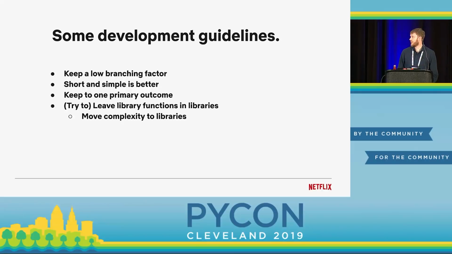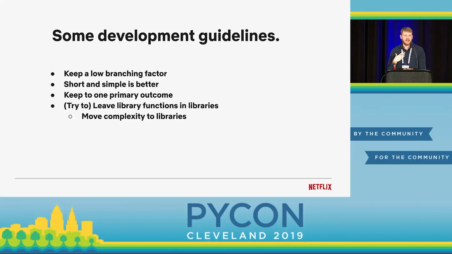This is true of all code. Keep one primary outcome. If you think of the notebook almost like a black box function, you should have one result that you're trying to achieve. Following functional programming paradigms leaves you in a better place. And then really try to leave library functions in libraries. I'm guilty of not doing this as much as I should, so do as I say and not as I do all the time. But it's a good indicator if you're seeing a problem with the notebook.